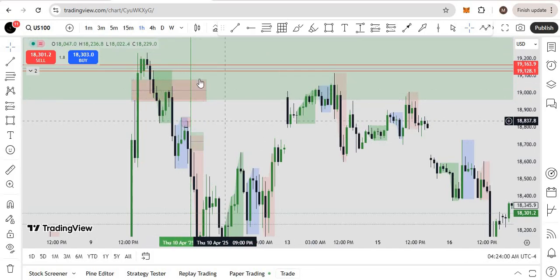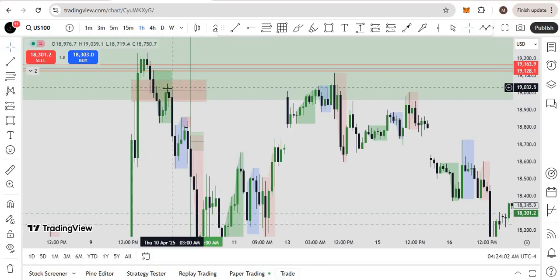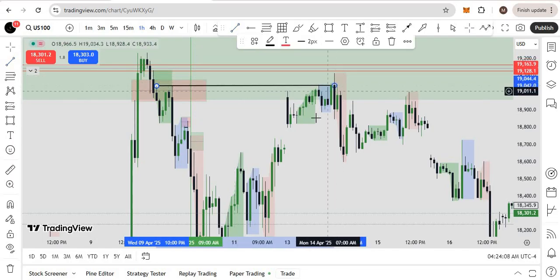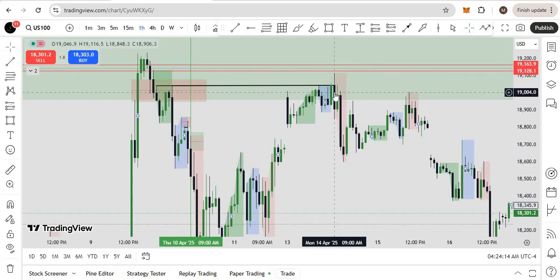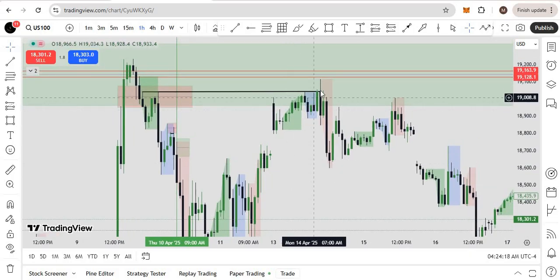Okay, the first inducement. For me, this is also the extreme inducement. Price should not close above it, and I also use it as a CRT. Okay, so price has made a valid good order block here, and then price closed below it.